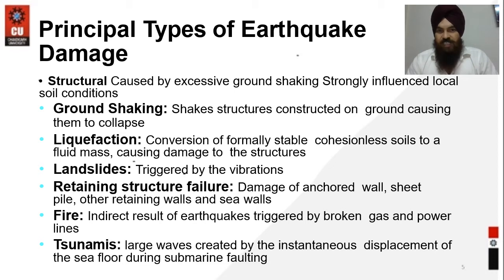Then there are some indirect types of earthquake damage, like fire. Fire is an indirect result of earthquake, triggered by broken gas pipelines and other lines. Then we have one more indirect damage because of earthquake, that is tsunami. Large waves are created by the instantaneous displacement of the sea floor during submarine faulting.